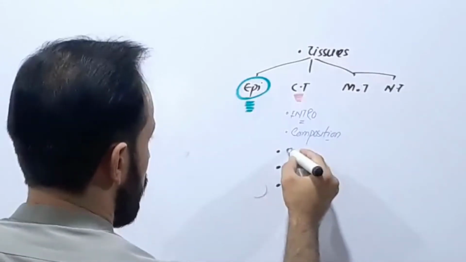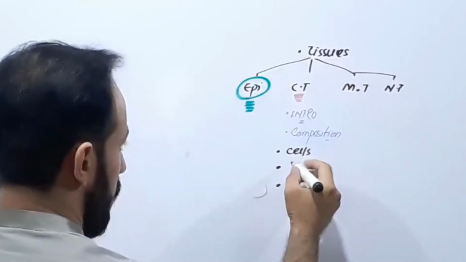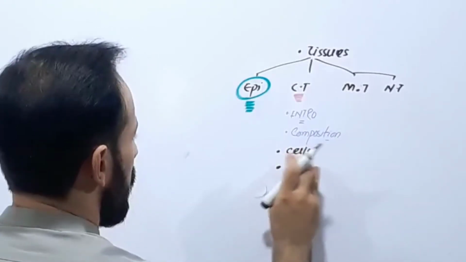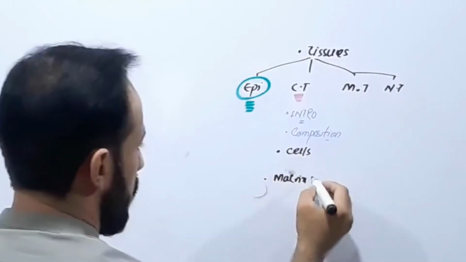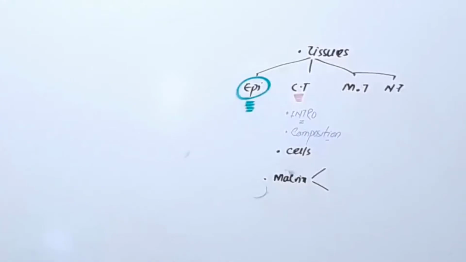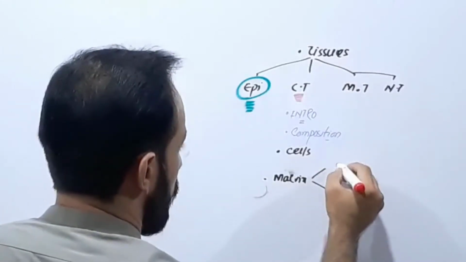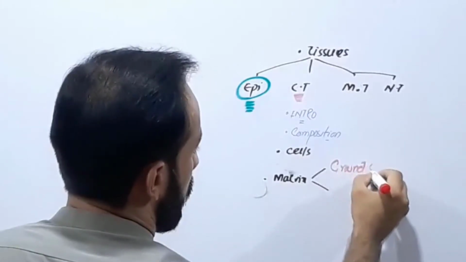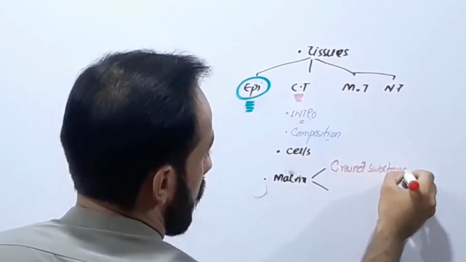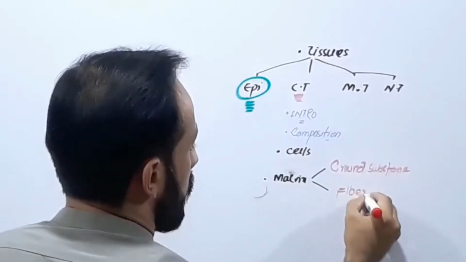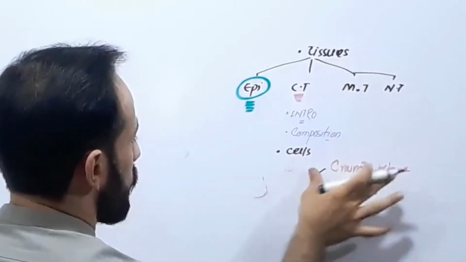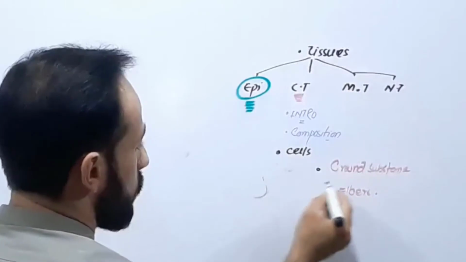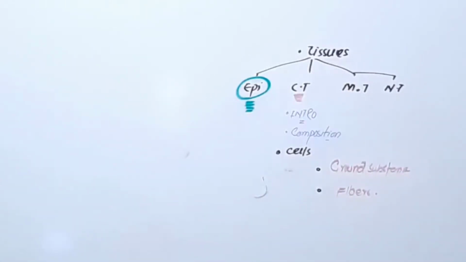The first will be the cells of connective tissue, which we will discuss right now. Then there will be the matrix. Okay, so let me write here the matrix. The two things are there, the cells and the matrix, and the matrix itself is composed of ground substance and fibers, right? Clear friends? So we say a connective tissue is composed of not two but three important factors. The first one is cells, the second one ground substance, and the third one is fibers of connective tissue.